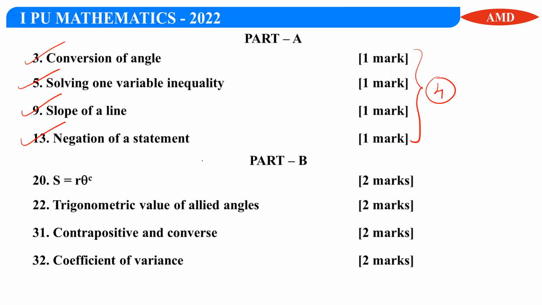Then we have the part B, where the 20th question will be from trigonometry, where the question will be based on S equal to R theta. The 22nd question is also from trigonometry. Maybe this question will be to find the trigonometric value of allied angles. The 31st question is from mathematical reasoning, where you will have to find the contrapositive and the converse of a statement. And the 32nd question is from statistics, where this question will be based on coefficient of variance. So here also, we have about 4 easy questions through which you could score about 8 marks.